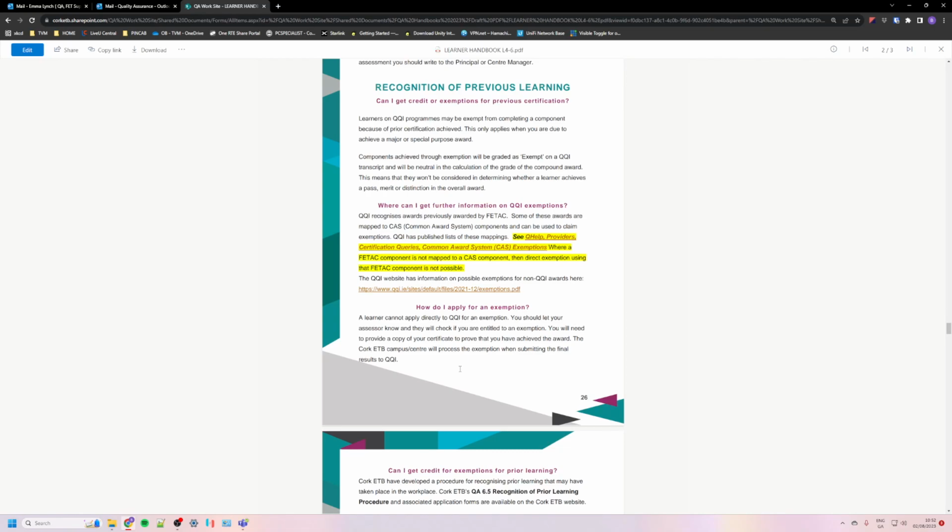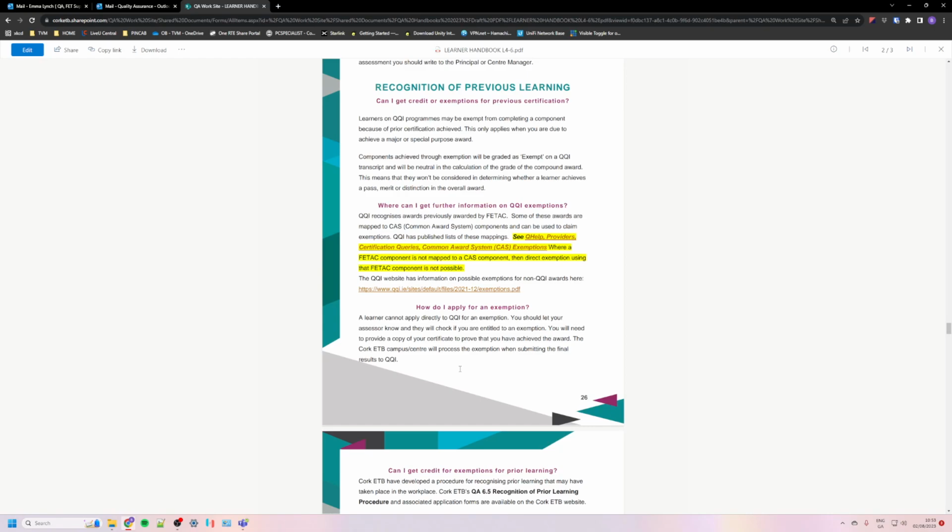To apply for an exemption, you should let your assessor know and they will check if you're entitled to an exemption. You will need to provide a copy of your certificate to prove that you have achieved the award, and the Cork ETB campus or centre will process this exemption when submitting the final results to QQI.